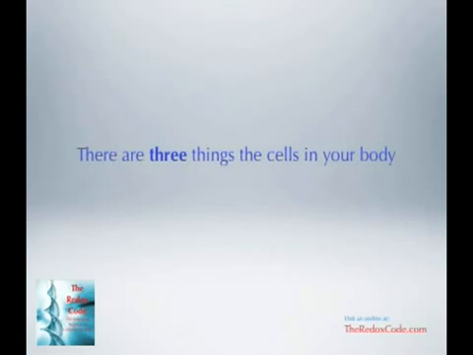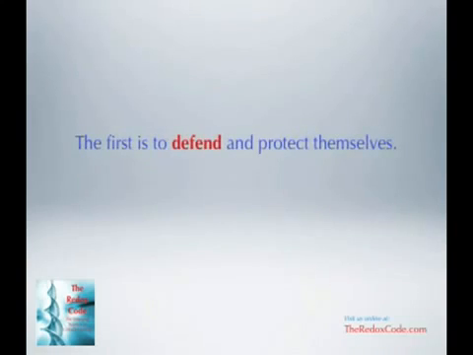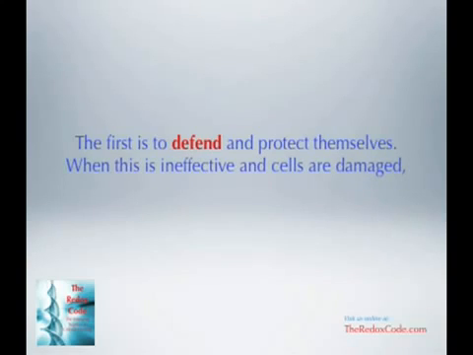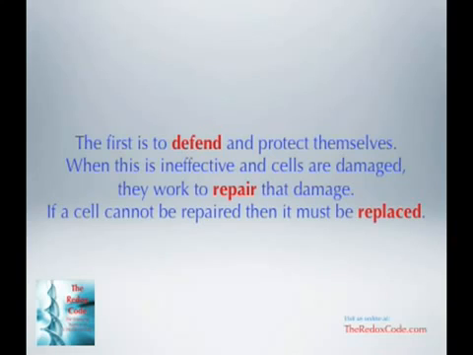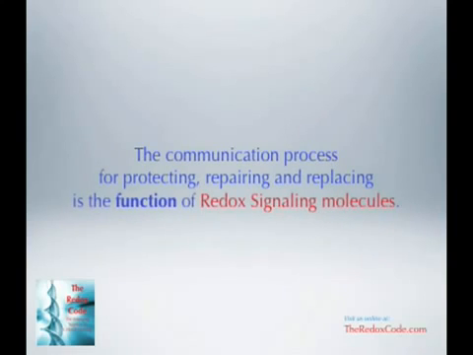Now, there are 3 things the cells in your body must do to help them win their everyday battles against damage and aging. The first is to defend and protect themselves. When this is ineffective and the cells are damaged, they work to repair that damage. And if a cell cannot be repaired, then it must be replaced. The cell communication process for protecting, repairing, and replacing is the function of the redox signaling molecules.